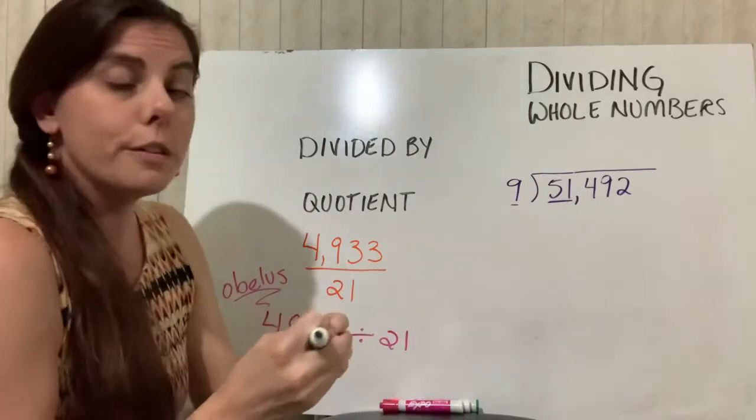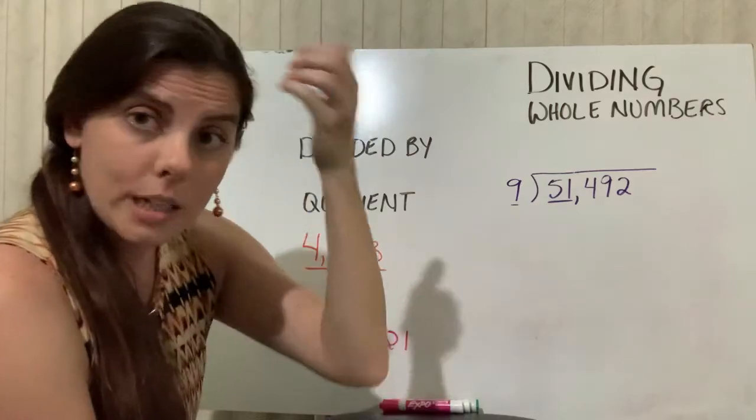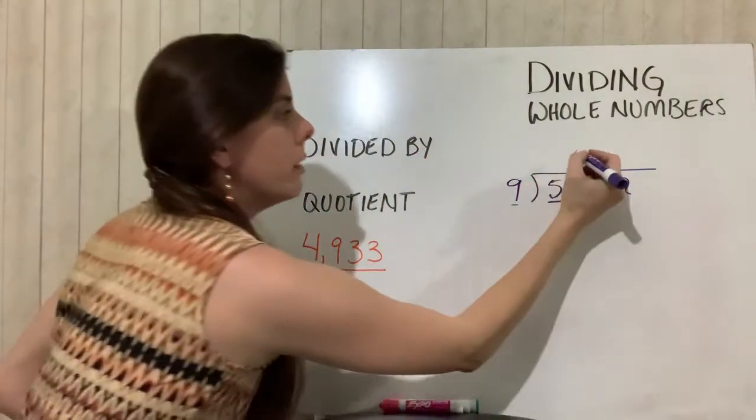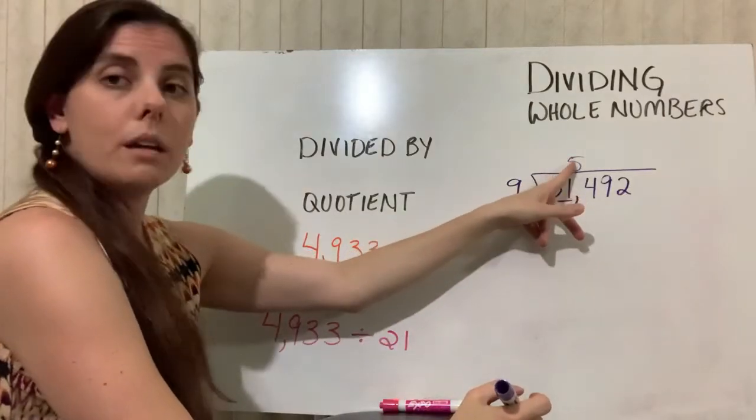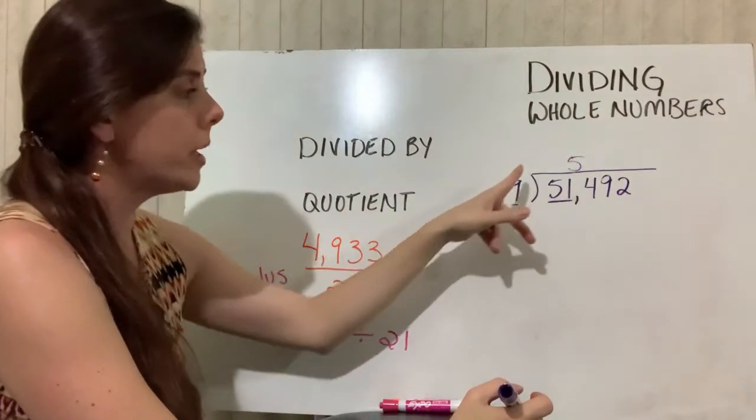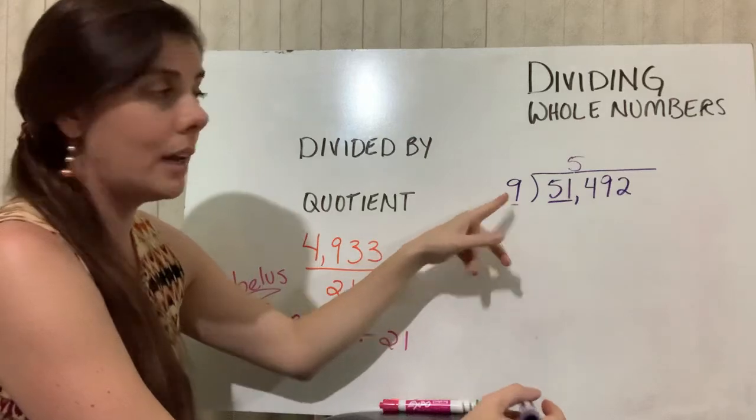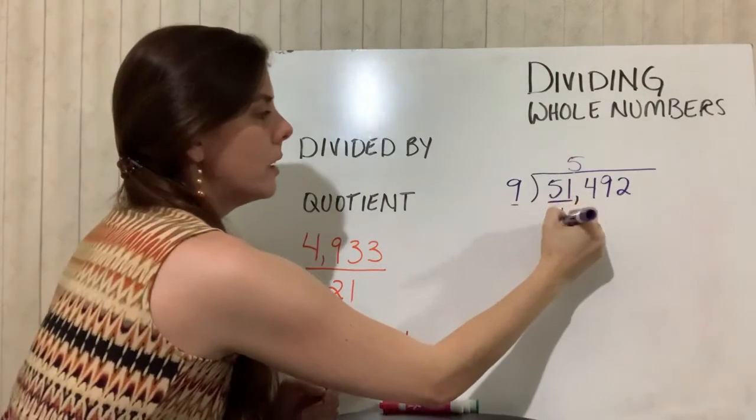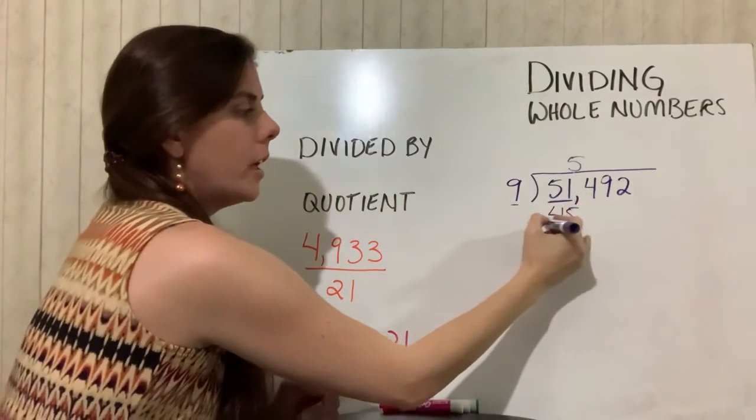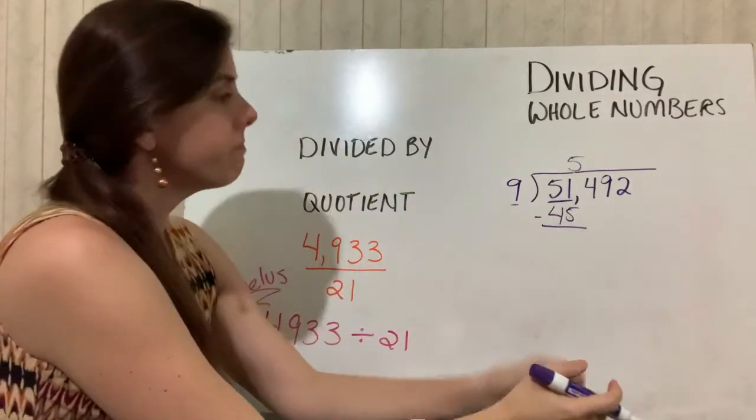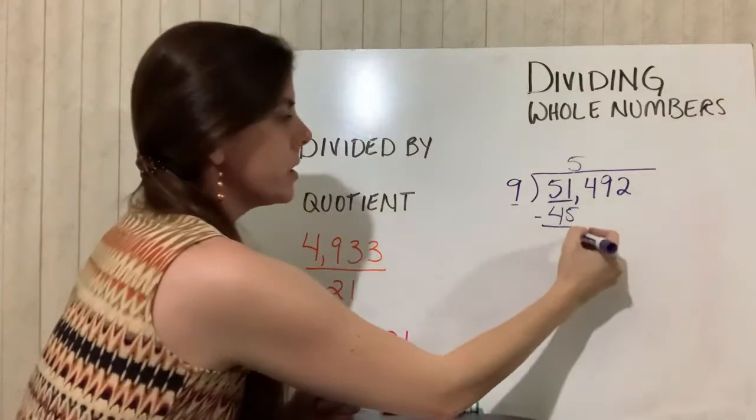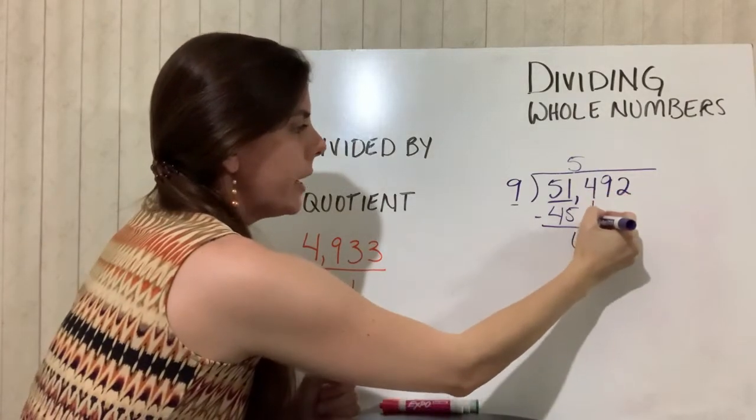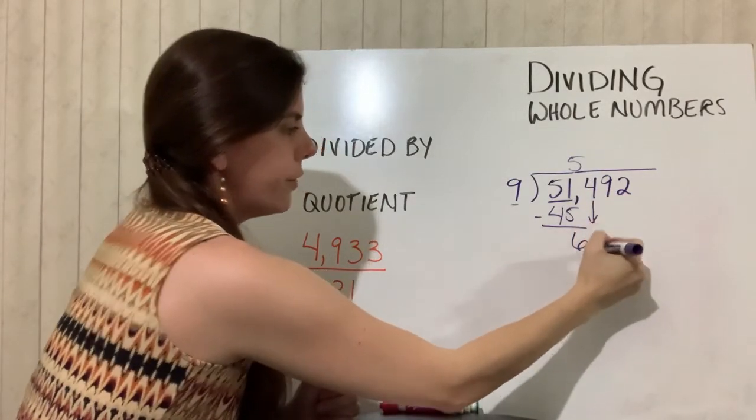So 9 goes into 51. We know that 9 times 5 is 45, so we're going to put a 5 up here. Then we take the first number of our quotient and multiply it by the 9. 5 times 9 is 45. Then we subtract. 51 minus 45 will equal 6. And then we bring down our next number, which will be 4.